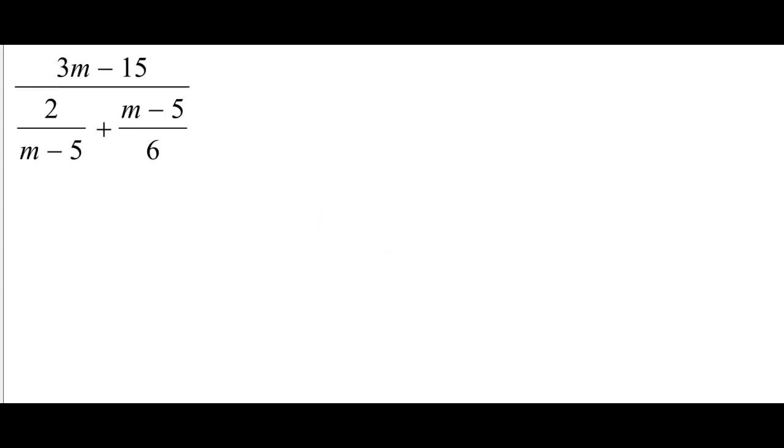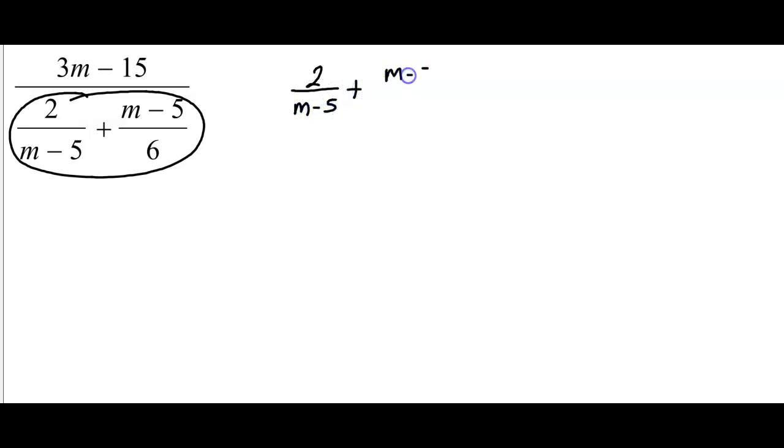Sometimes your complex fractions have a lot more to them. In this case, notice that the denominator here has two fractions that are being added together. So when that's the case, whether it's in the numerator or the denominator, we're going to start by putting those together first. So I'm going to have 2 over m minus 5 plus m minus 5 over 6.